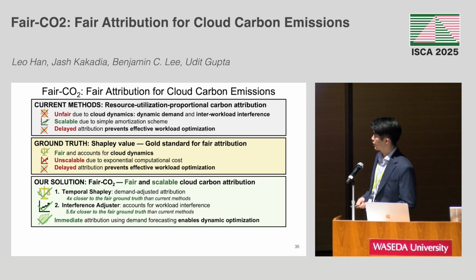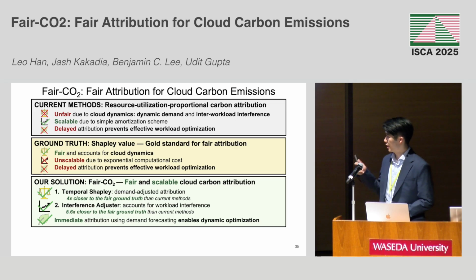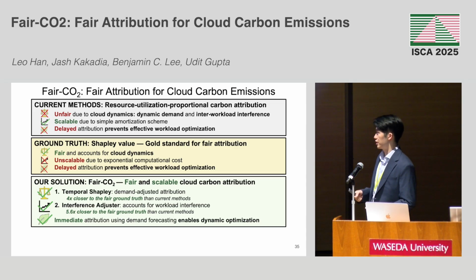Thus, we propose Fair-CO2, a system that is both fair and scalable, and it does so with two core components: temporal Shapley, which does demand-adjusted attribution, and the interference adjuster, which accounts for workload interference. Fair-CO2 using demand forecasting can also provide immediate carbon attribution, enabling dynamic optimization.